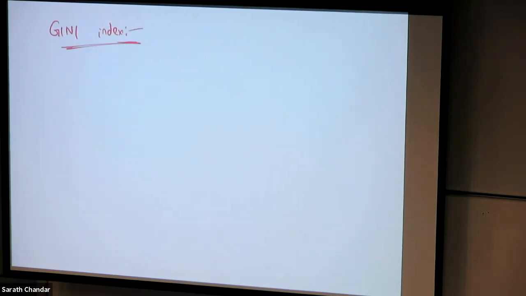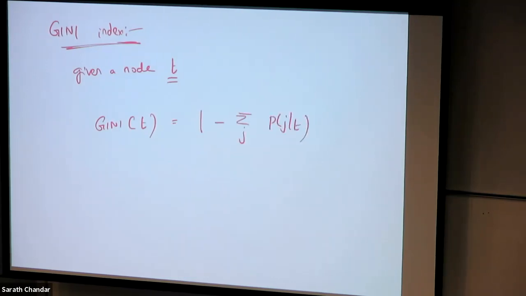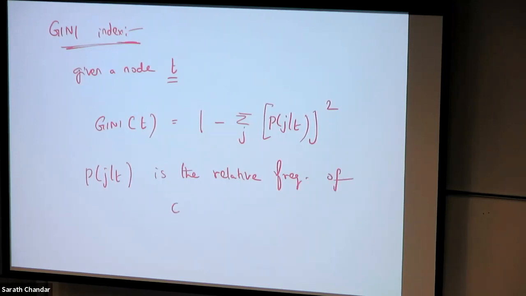Now, given a node T, the Gini index of the node is defined as follows. It's basically 1 minus the summation over j of p of j given t, the whole square, where p of j given t is the relative frequency of class j at node T. Is that clear?